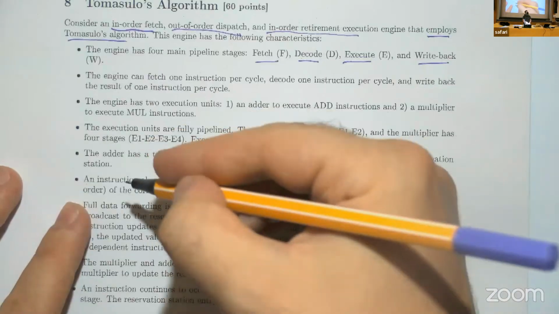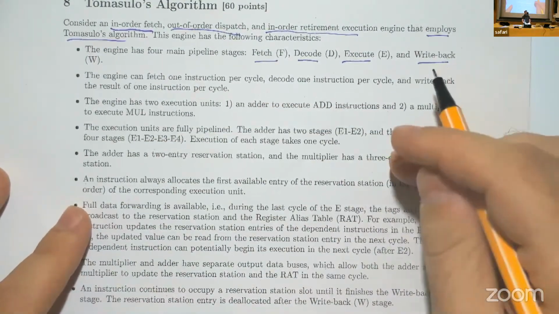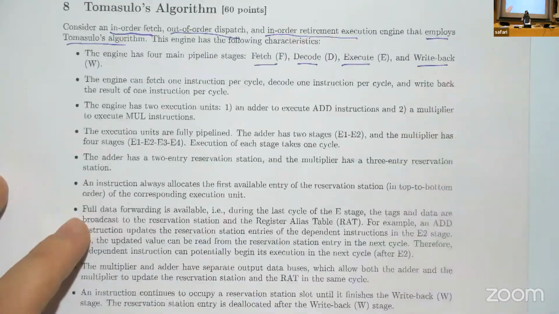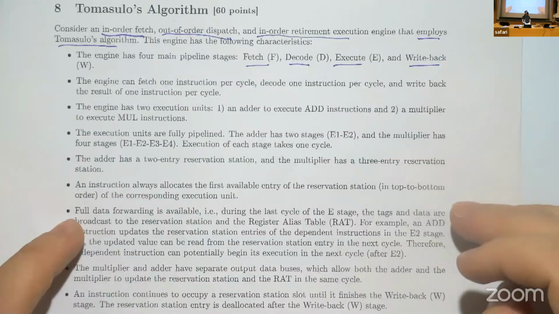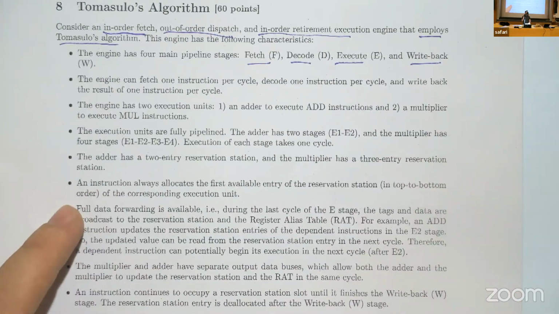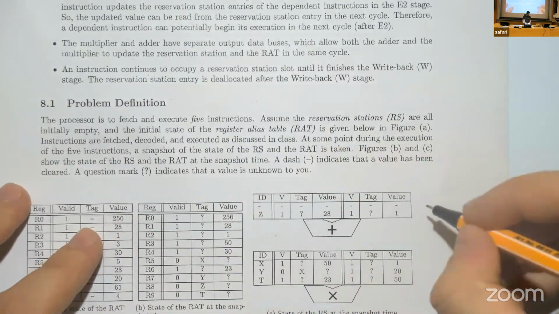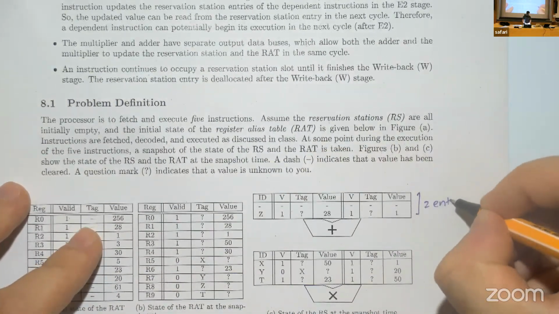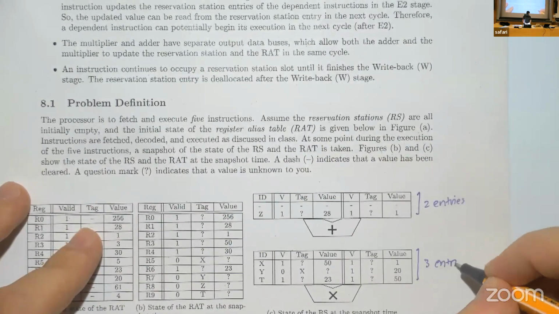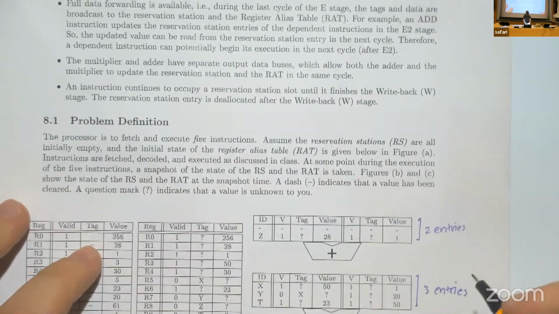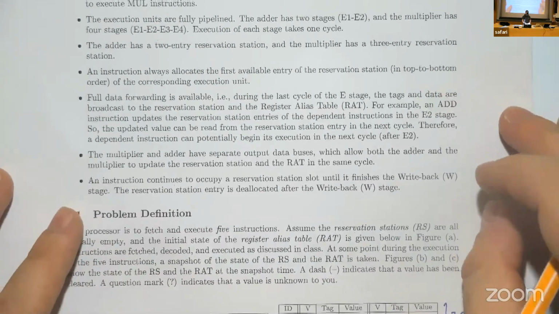The next one is important, that's why I'm saying that. It says that the adder has a 2-entry reservation station. What does that mean? We can perform 2 additions at the same time. And the multiplier has a 3-entry reservation station. We can store 3 in-flight multiplications. And you can see that in the text here, we have 2 entries for the addition and 3 entries for the multiplication. So this is a really important detail that you should track down and note when you solve the question in the exam.